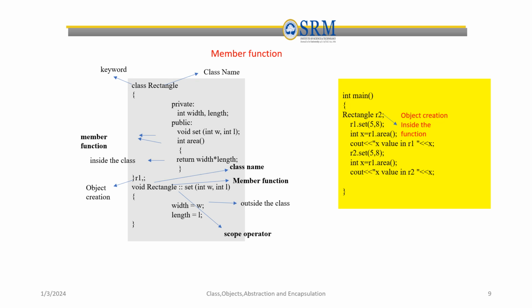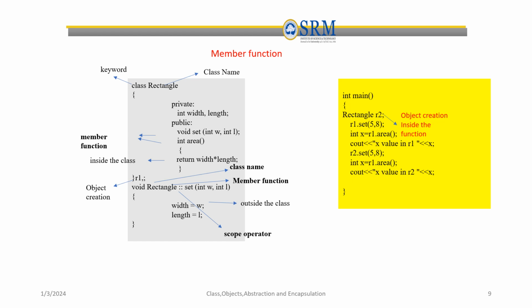So we can see all the things: the member functions, what are all the things inside the class we have defined, what are all the variables, and what are all the class names we have given. Outside the class we have created a function, void rectangle. Here is the function name, and what is this double colon? It is called the scope resolution operator.